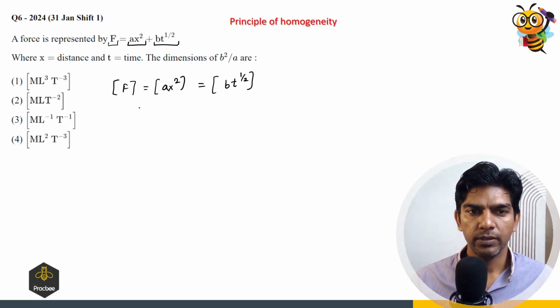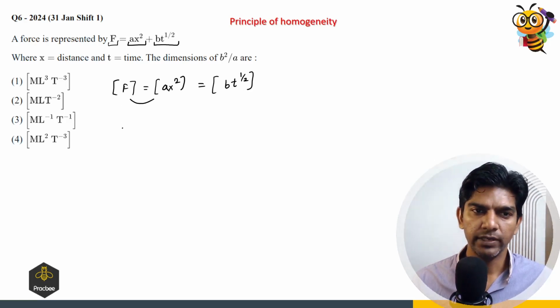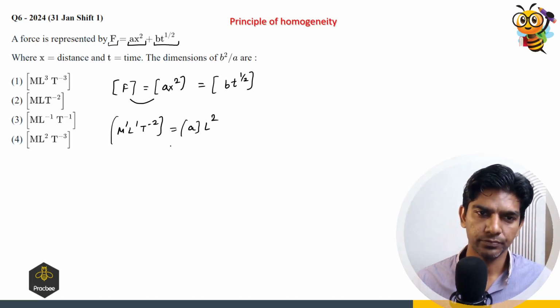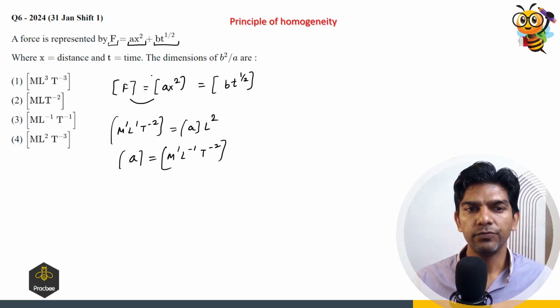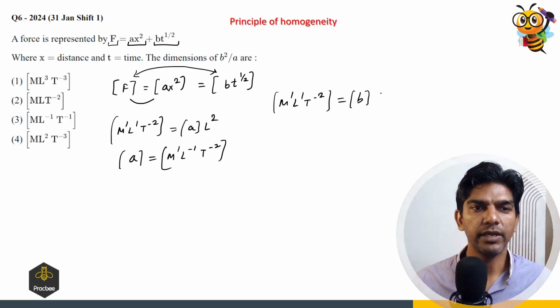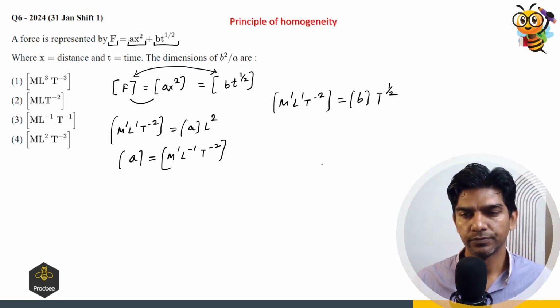Okay, so if we compare this first equation, we have left hand side can be written as M raised to power 1, L raised to power 1, T raised to power minus 2. And this can be written as dimension of a times x, x is distance, so that will be L raised to power 2. So dimension of a will be M raised to power 1, L raised to power minus 1, T raised to power minus 2. Now if we check the dimension for F and bt raised to power 1 by 2, so we can say M raised to power 1, L raised to power 1, T raised to power minus 2 will be equal to dimension of b times t. T is time, so that will be T raised to power 1 by 2.